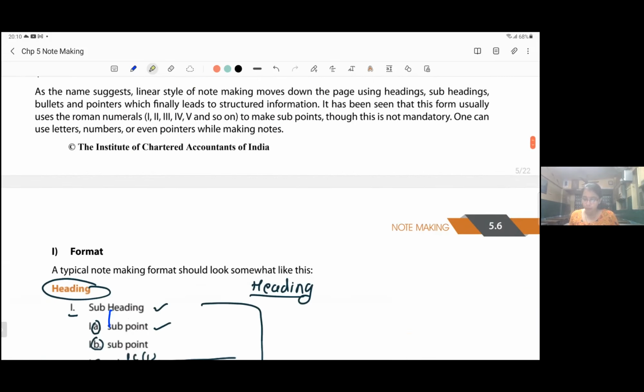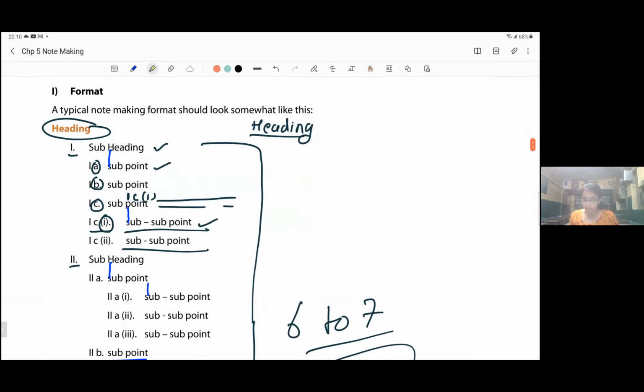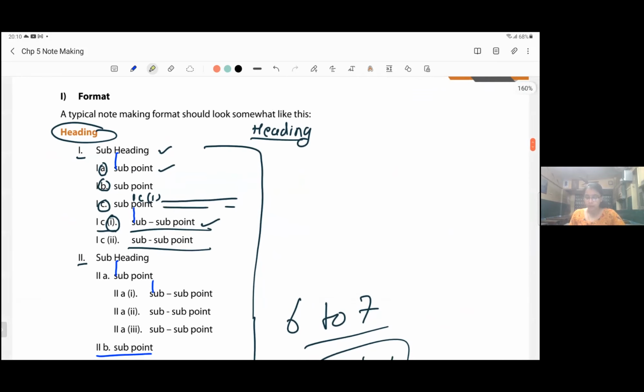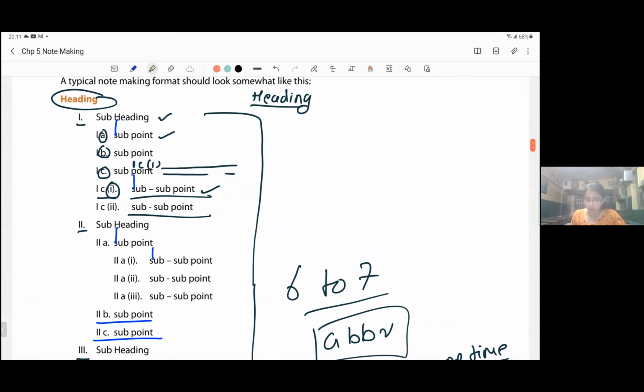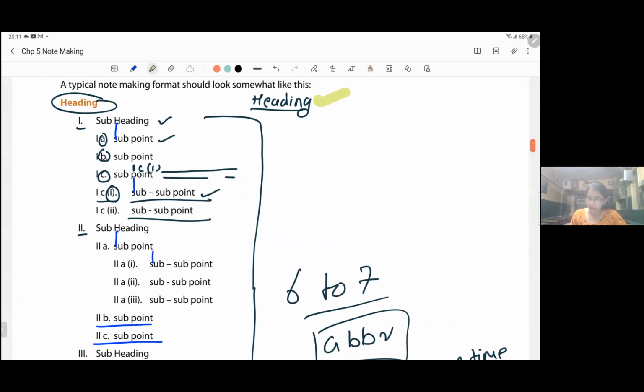Mechanics of linear note making. See this format you all know already. I have already explained it to you before. मैंने थोड़े से नोट्स यहाँ पे ऑलरेडी लिख के रखे हैं. ये हेडिंग है, right? Or you can write, if you all are writing in Roman numbers, then in whole linear note making, you all will use Roman numbers only and use ABC, right?